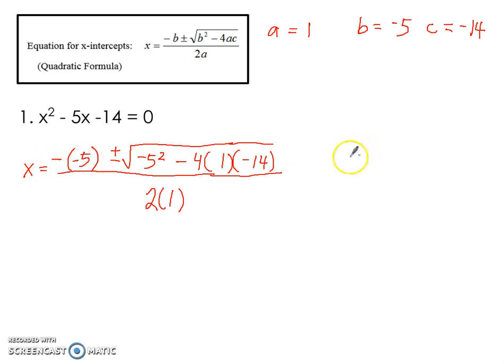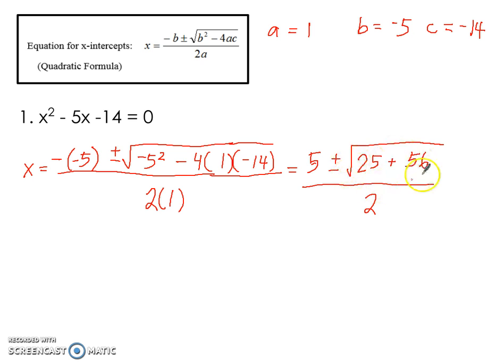And so I want to start here. Well, the opposite of negative 5 is a positive 5. Then I have plus or minus the square root of negative 5 squared. Well, negative 5 times negative 5 is going to give me a positive 25. And negative 4 times 1 is still negative 4, and negative 4 times a negative 14 would give me a positive 56. So I probably did a little step ahead. I knew I had a negative times a negative, and therefore I would get a positive. So I put a plus sign here, so I got a positive 56. Right? So then I divide that by 2, because 2 times 1 is 2.